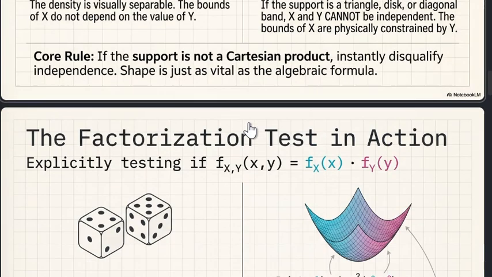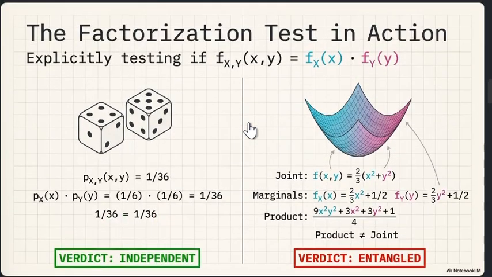Okay. Now, moving forward, the factorization test in action. Now let's apply the definition to an actual example. In the first example, the joint probability is equal to the product of the marginals. Therefore, the variables are independent. Now in the second example, you can see the factorization fails. Why so? Because multiplication is no longer reproducing the joint distribution. The variables are dependent on each other. That's why.